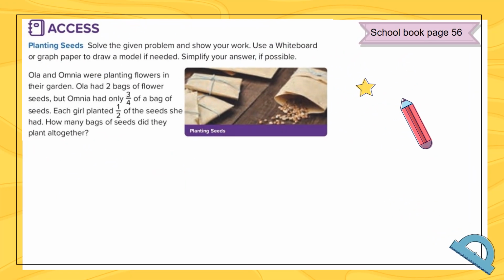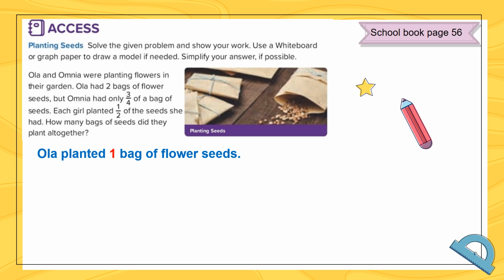Now our school book, page 56. Ola and Omnia were planting flowers in their garden. Ola had 2 bags of flower seeds, but Omnia had only 3/4 of a bag of seeds. Each girl planted 1/2 of the seeds she had. So Ola planted half of 2 equals 1 bag of flower seeds.